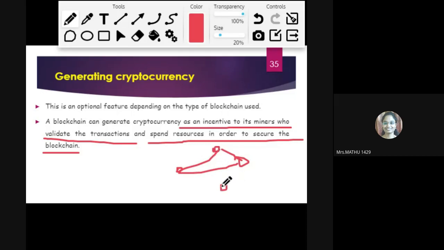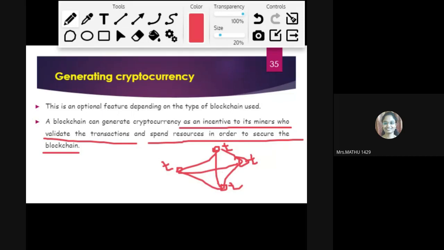Once a transaction happens, it will be sent to all the nodes in the network. Say for example, the transaction T is now passed to all the nodes, and there are some mining nodes. It depends, we will see later.